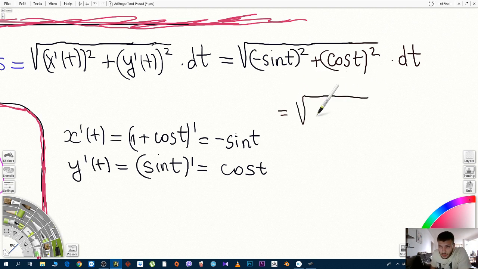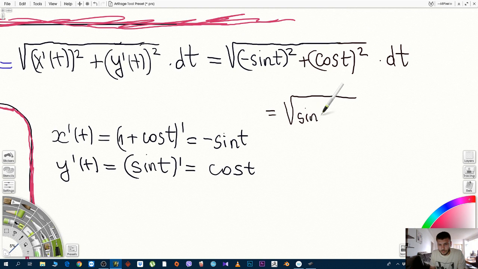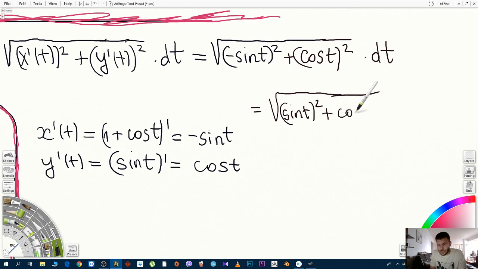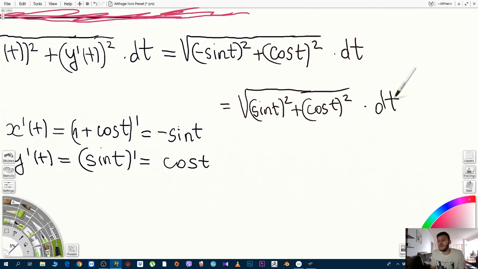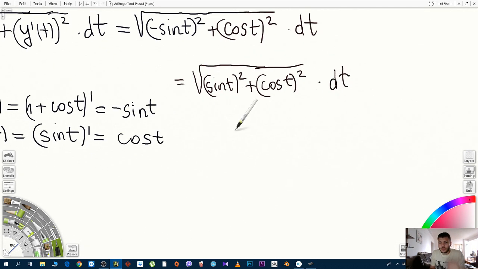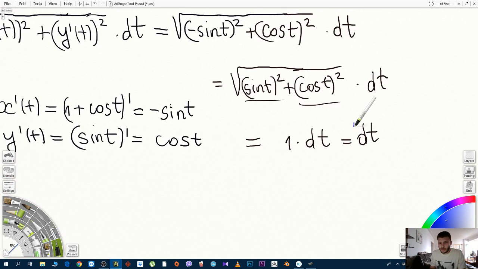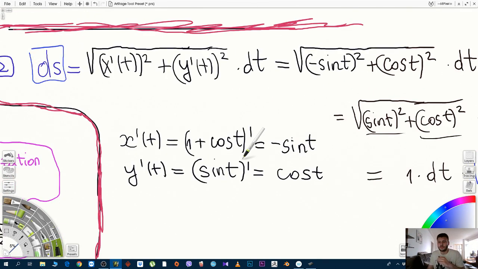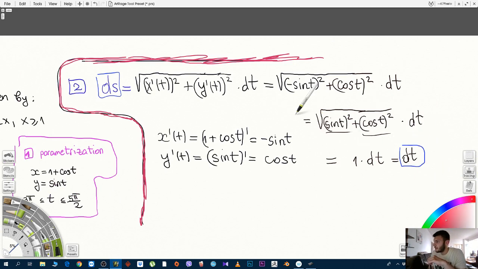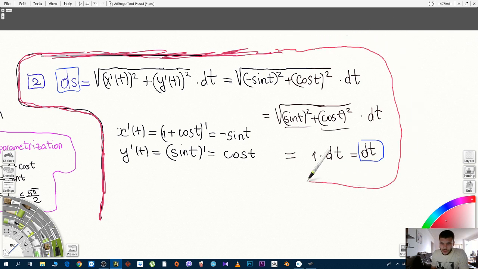This is equal to sin t squared plus cosine t squared times dt, and from the trigonometric identity, sin squared plus cosine squared is equal to 1, so we have square root of 1, that is equal to 1 times dt, which is equal to dt. So we got our ds and it's equal to dt. Let's frame this second step, and let's do the third step.